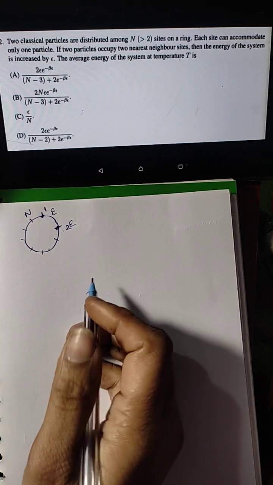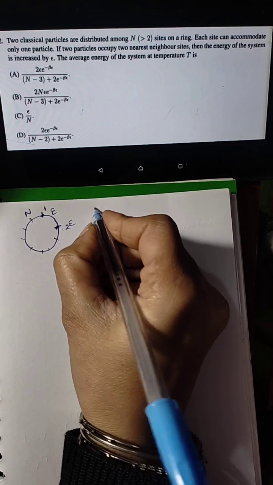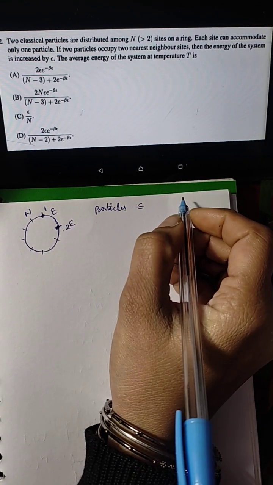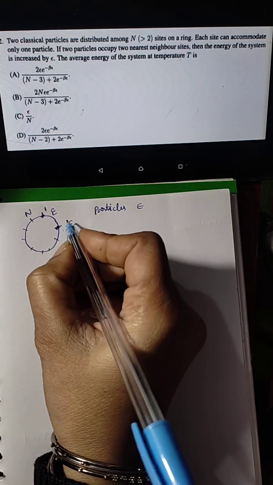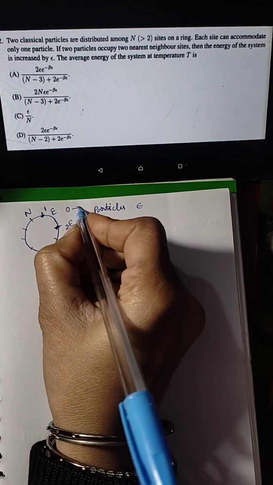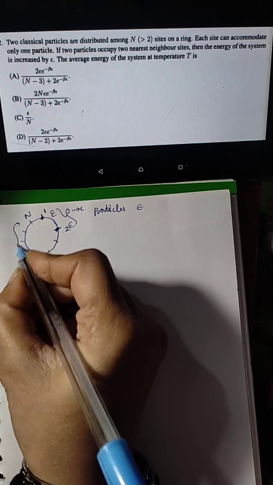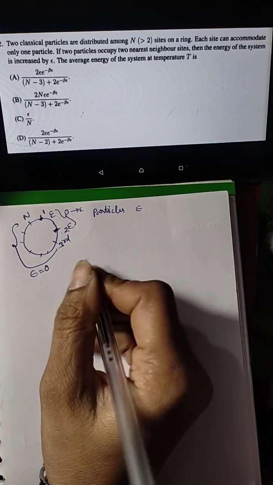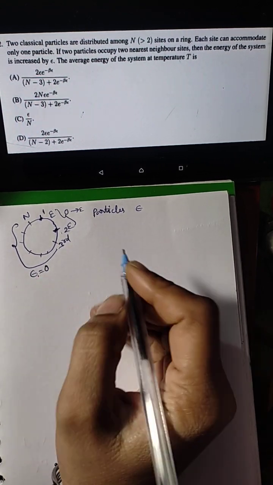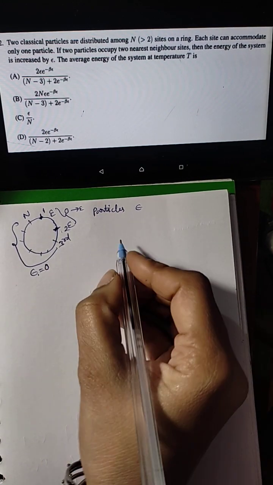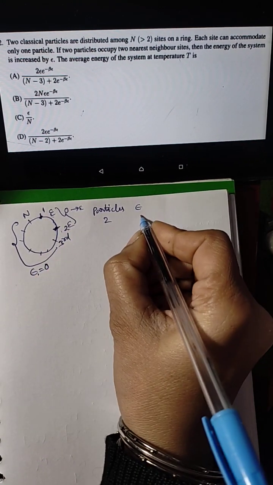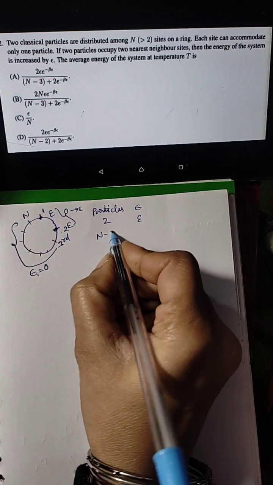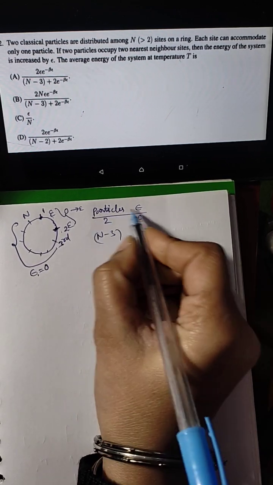So here, let us write particles and energy. Only these two are increased to E, meaning 0 to E, only these two are increased. Remaining, the third particle onwards, their energy is equal to 0. So these two have energy E and the remaining n minus 3 have energy 0.